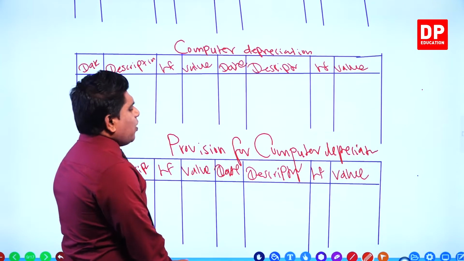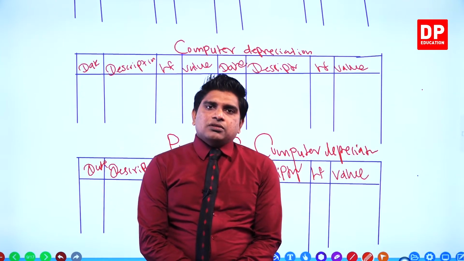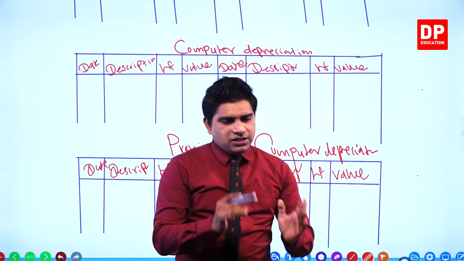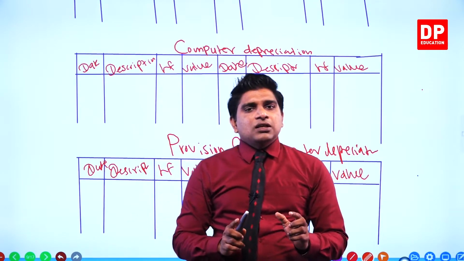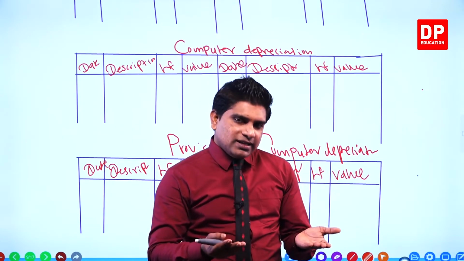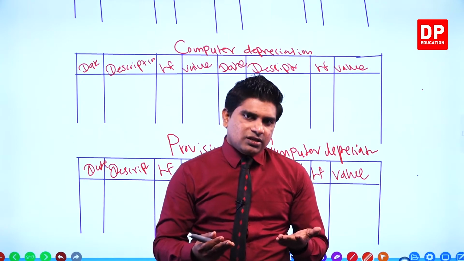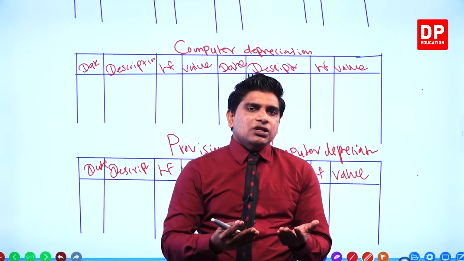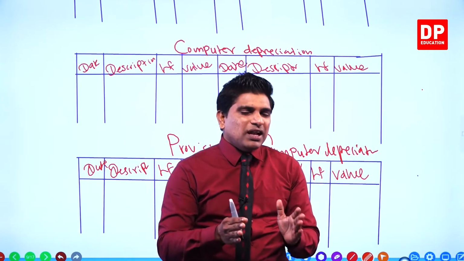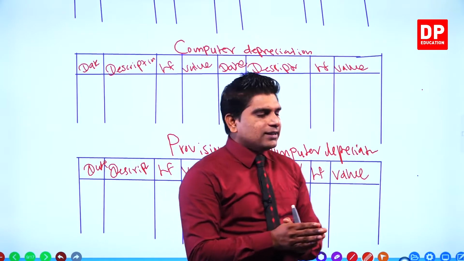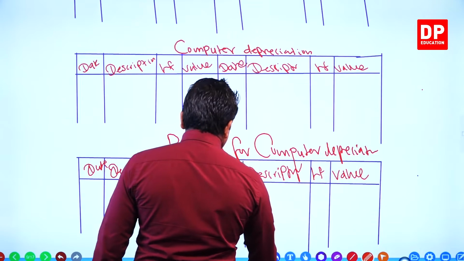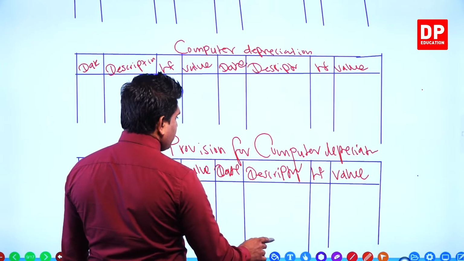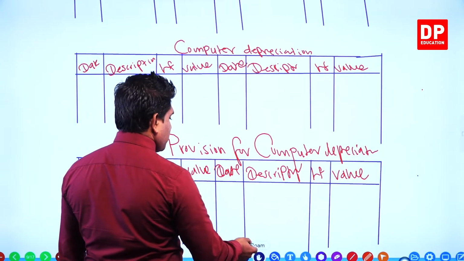Now we go to the question. They have given the details. First of all, not like before, in this question they have provided the provision for depreciation account balances for the furniture and for the machinery. Before you record the details, you must mention the opening balance of the accounts. So how much are the opening balances of the provision for computer depreciation and provision for furniture depreciation accounts?